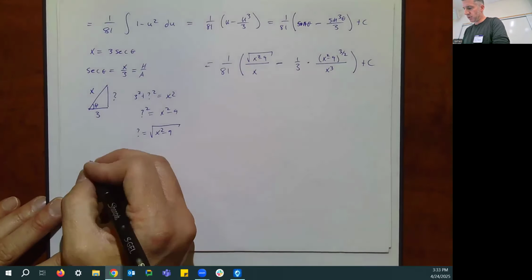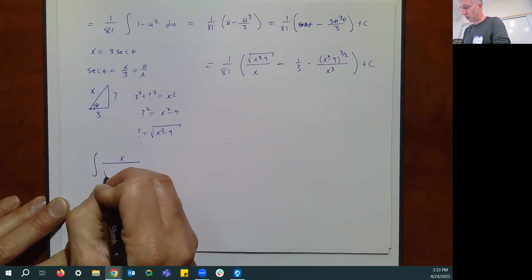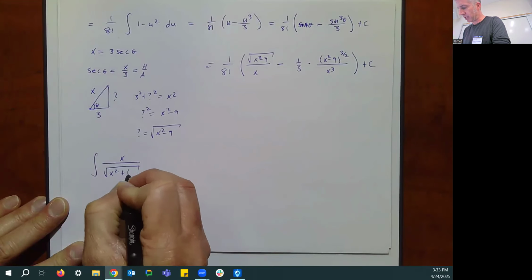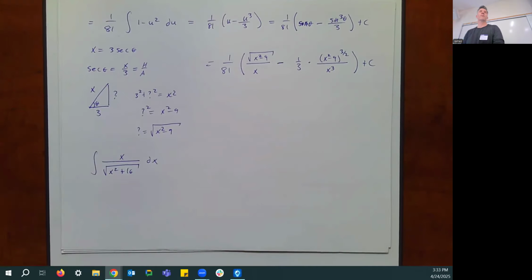Let's try this one. The integral of x over the square root of x squared plus 16. So what's my trig sub? Tangent. Except it's a trap. I know we've been doing trig sub the whole way here, but I'll remind you. I refer to trig substitution as not a method of last resort, but a method of later resort. You should definitely be looking for other things first.